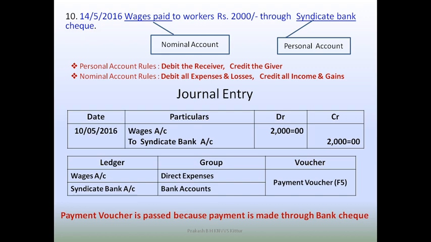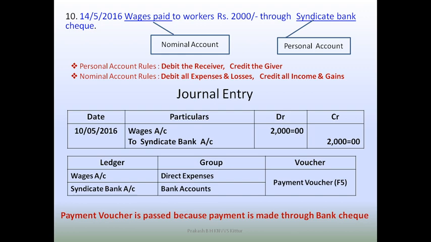So therefore the Syndicate Bank, it is the personal account. It comes under the personal account. So let us pass the journal entry on date 10/5/2016, the wages account. So wages account, it is the nominal account. So nominal account rule said that debit all expenses and losses, credit all incomes and gains. Wages is the expense of the company. So that is the debit side. It is entered in the debit side.